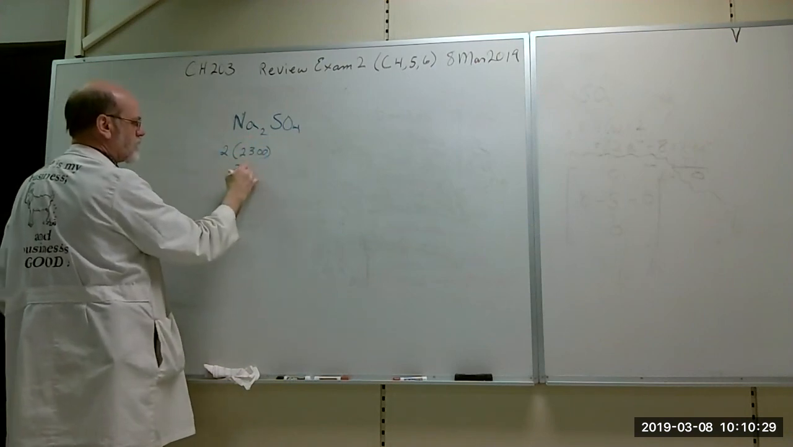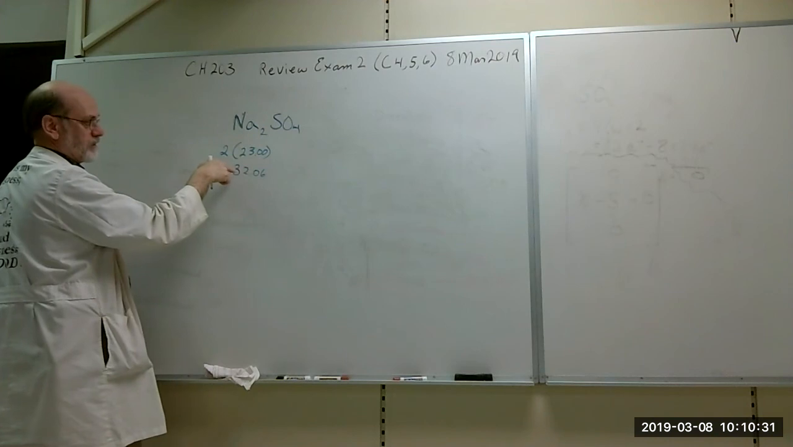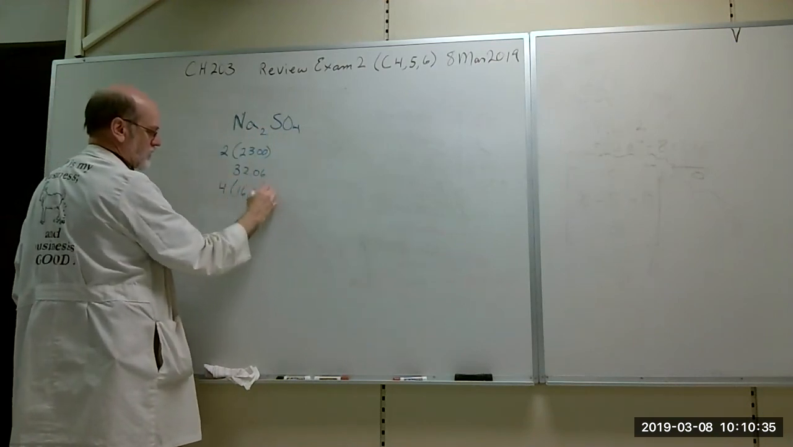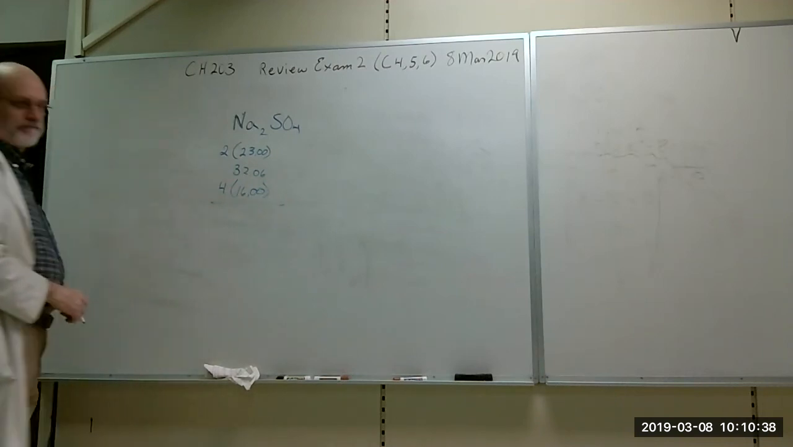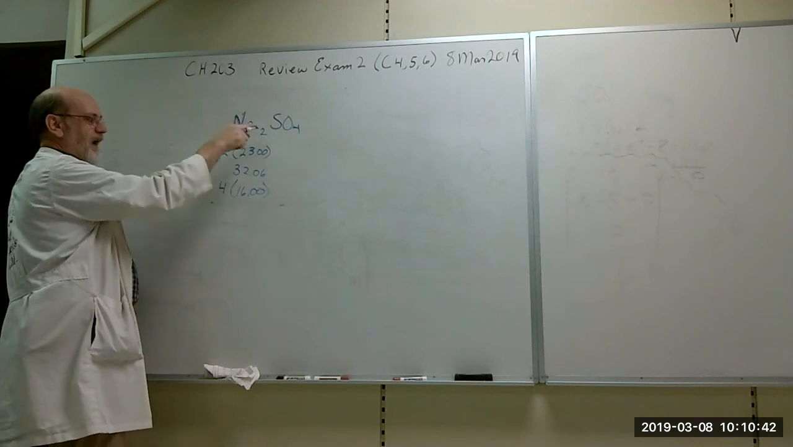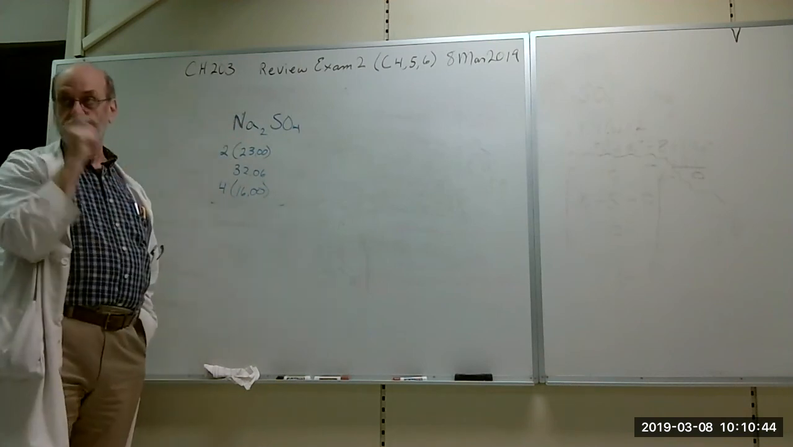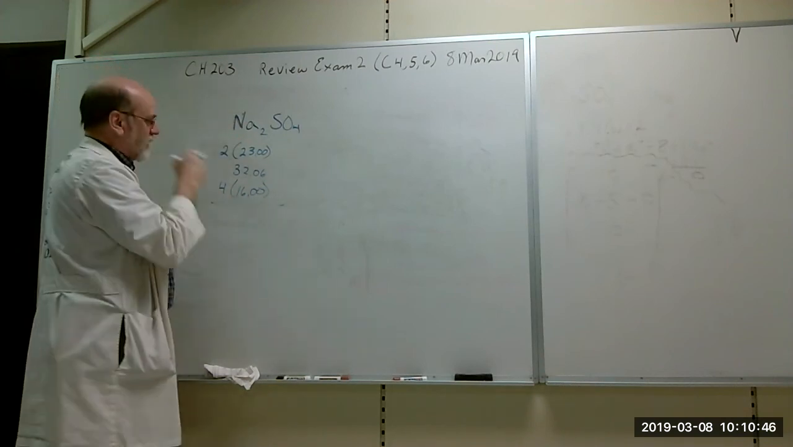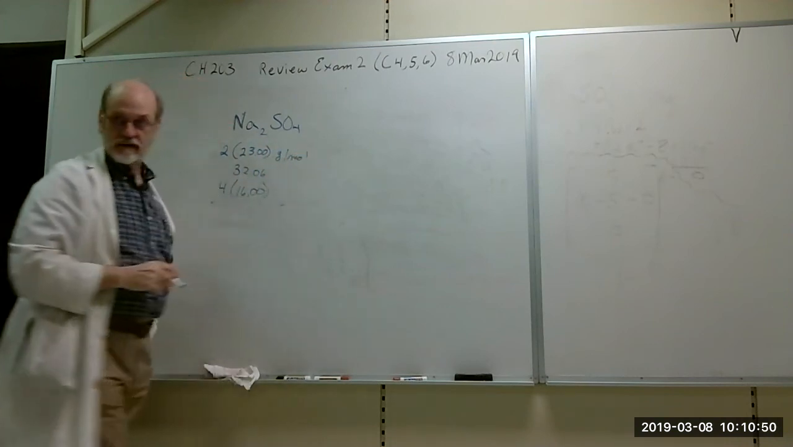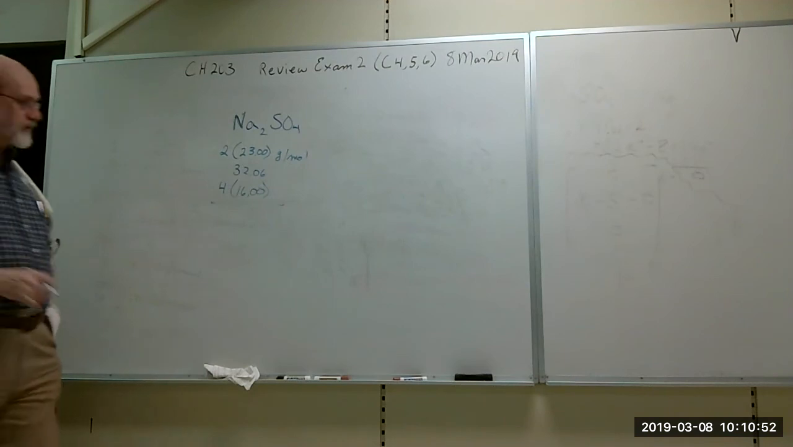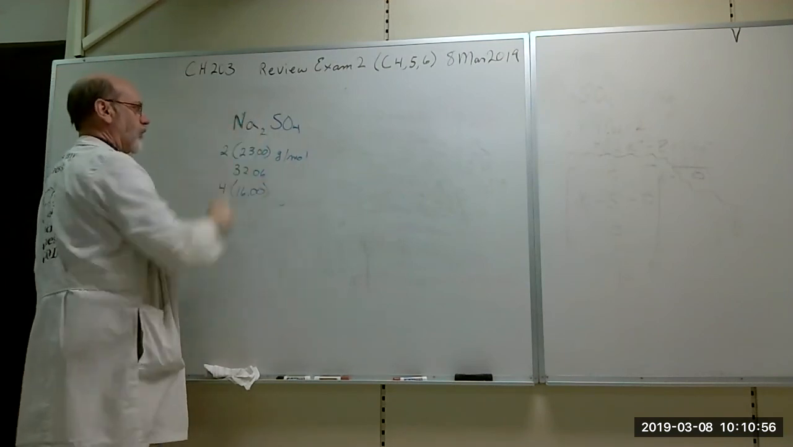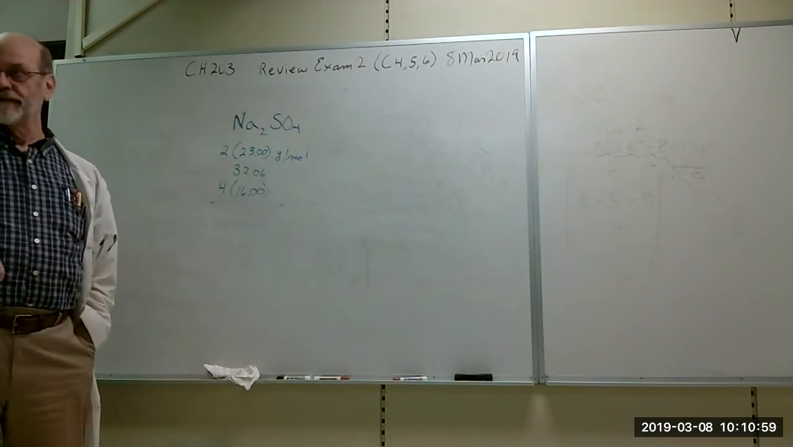Sulfur is 32.06, and we only have 1 of them, but we have 4 oxygens. Okay? So just add those up, and that'll give you the molar mass of that molecule. And these are in terms of grams per mole. Okay? So it's the same units for the individual atoms and for the compound.